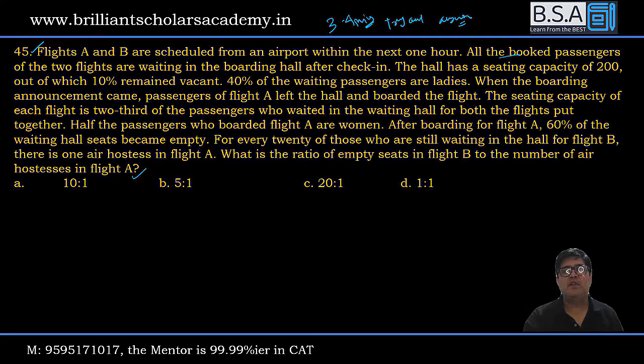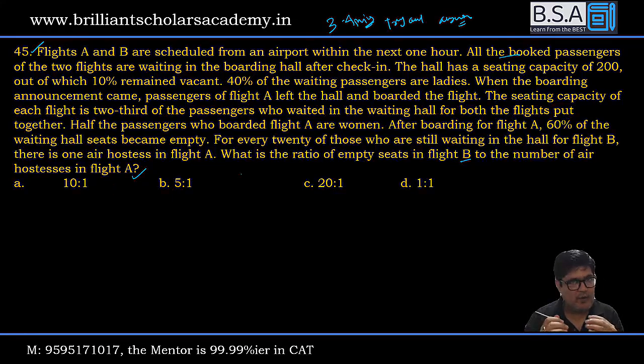Half of the passengers who boarded A are women. After boarding flight A, 60% of the waiting hall seats became empty. For every 20 of those who are still waiting in the hall for flight B, there is one air hostess in flight A. What is the ratio of empty seats in flight B to the number of air hostesses in flight A?